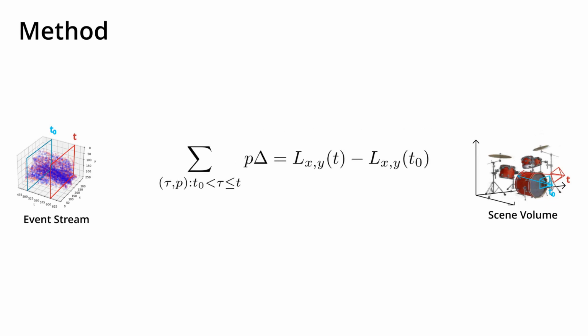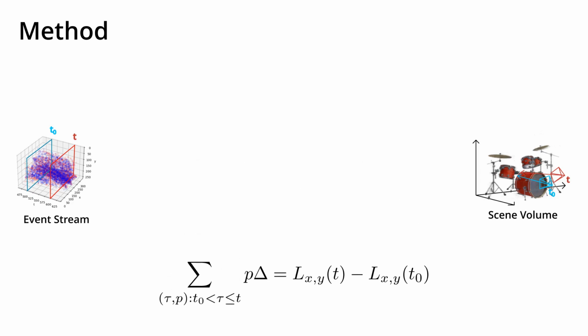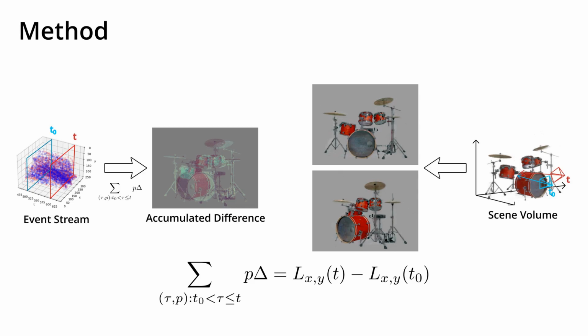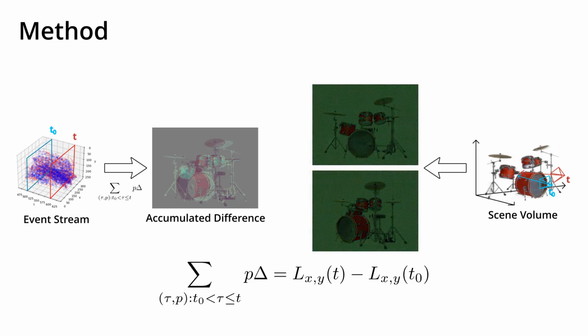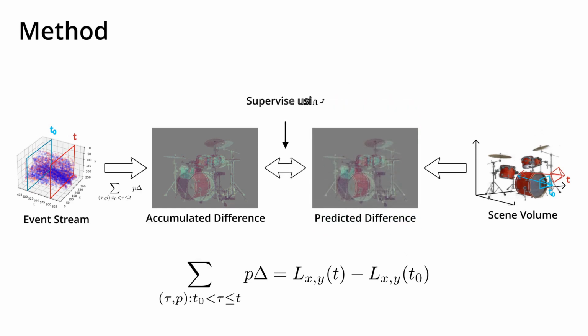We propose using the following equation, where the left side can be computed completely from the events, and the right side can be computed as the difference between two rendered views. Hence, we can compute the accumulated difference by summing up the polarities from the events. And we can compute a similar difference from a volumetric model by subtracting two rendered views and applying a bi-filter. We supervise our model by comparing these two differences, making them converge to each other as the model is trained.